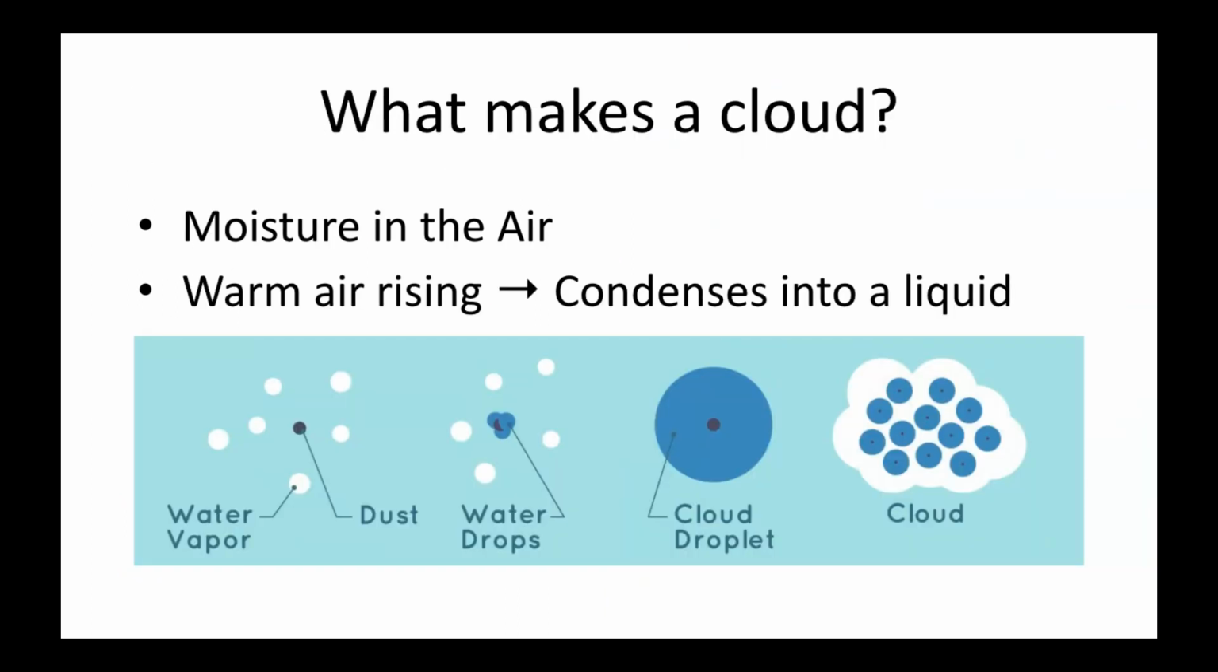So let's review how to make a cloud. We need moisture in the air, and we need warm air rising and condensing into a liquid. So our particle, our moisture in the air, is going to rise up in the air and cool down and condense into a liquid water droplet.